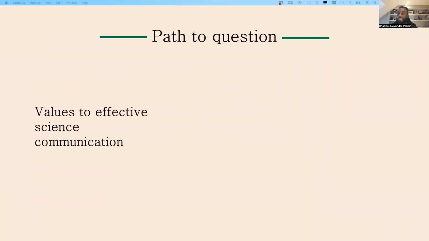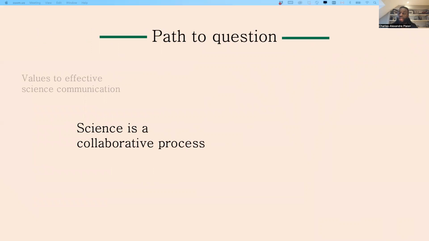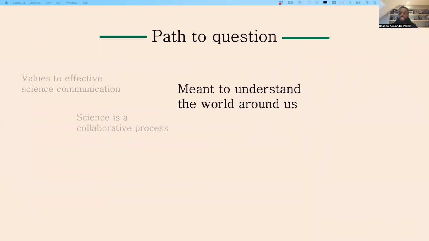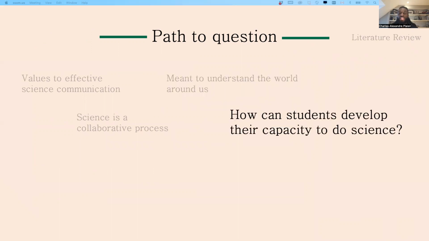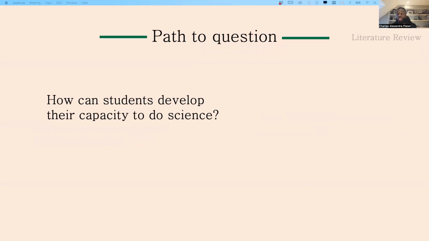Now, coming from my background working on long-term field studies with kangaroos for a few years, led me to see science education as a collaborative process, with the objective to understand the world around us. From that came to mind the question, how can students develop their capacity to do science? Now, science is not always easy, otherwise everyone would do it. I therefore wanted my question to dig deeper than that.